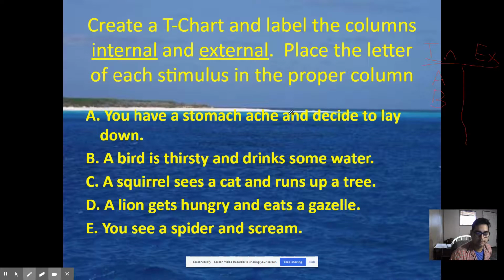A squirrel sees a cat and he runs up a tree. The squirrel seeing the cat is outside the body, and so that's going to be external. A lion gets hungry and it eats a gazelle. It's hungry, and so being hungry is going to be the other internal example. And then you see a spider and you scream. All right, so you're seeing a spider and then you scream, and so that is going to be outside the body.